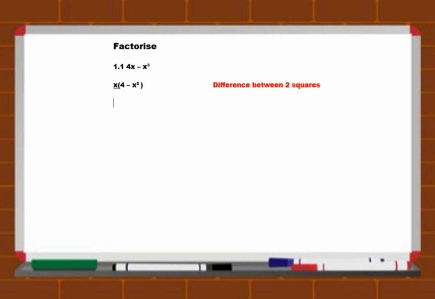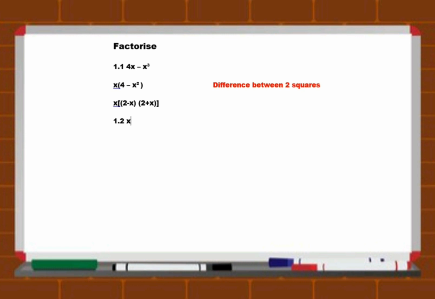And what do we know about the difference between two squares? What's the square root of 4? It's 2. What's the square root of x squared? It's x, right? So your final answer will be x times (2 minus x)(2 plus x). So this will be your final answer.